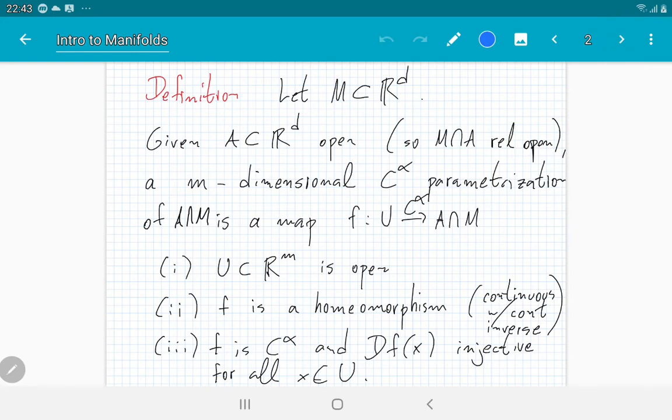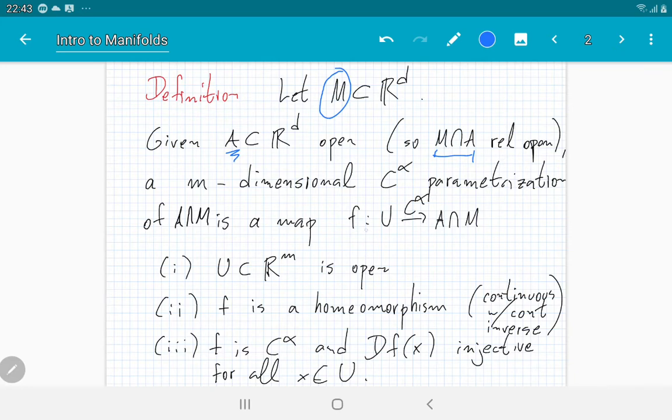So before we give the definition of a manifold, I want to define what a local parameterization is. So I give you an open subset of R^d. Right, well, first of all, there's this object here, M. You should think of M as a surface or as a submanifold, I guess. M is a subset of R^d, and I'm looking at a relatively open subset of M. What is that? It is the intersection of an open subset of R^d with M.